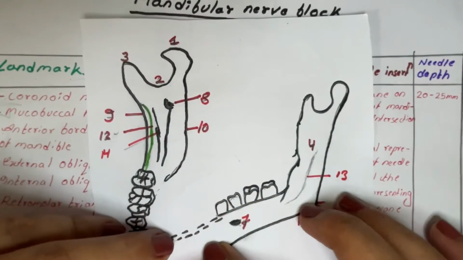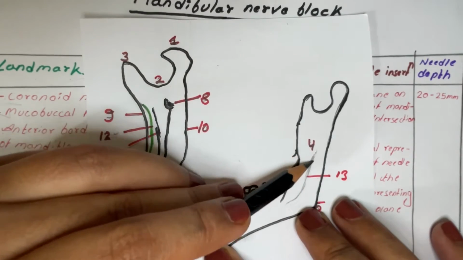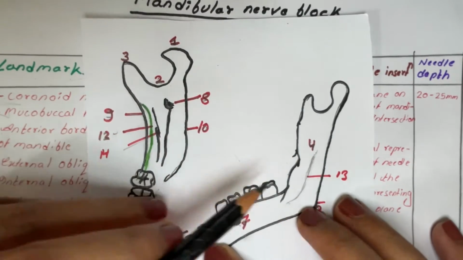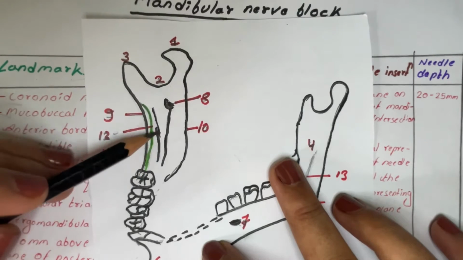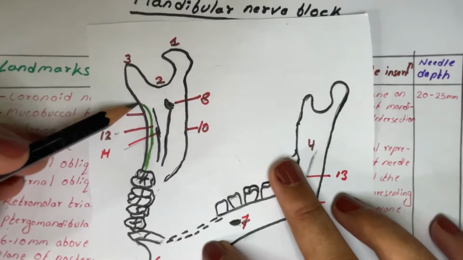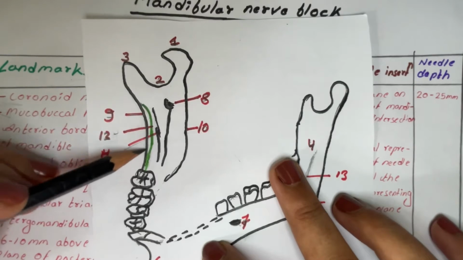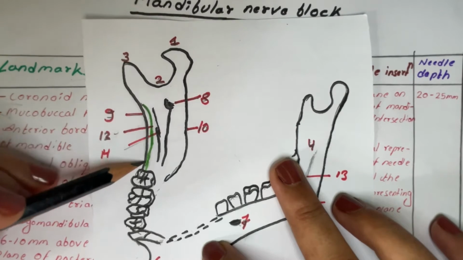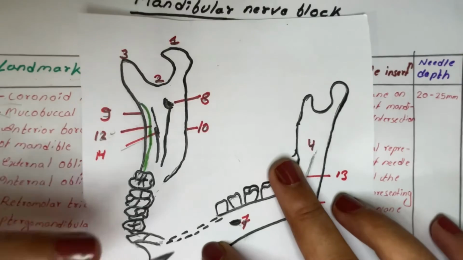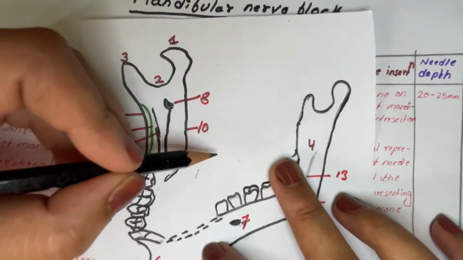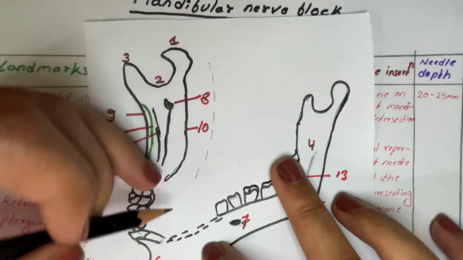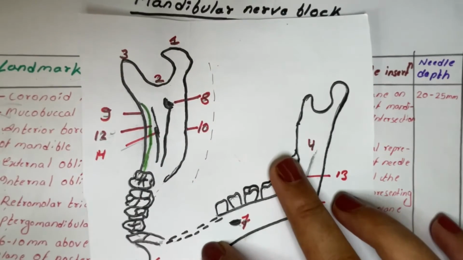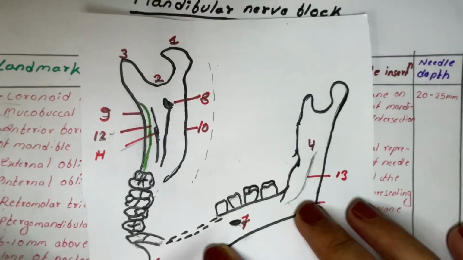The external oblique ridge is present on the external side of the ramus of the mandible, and the internal oblique ridge is present on the internal side of the ramus of the mandible. And this is the anterior border of the ramus of the mandible. And the pterygomandibular raphe is present here, in this area. So those are the landmarks of the inferior alveolar nerve block.